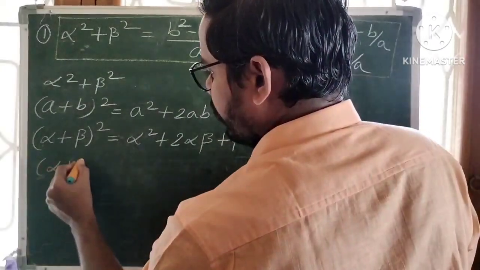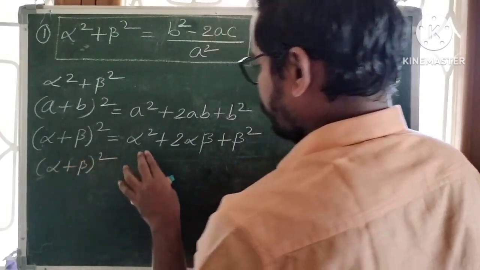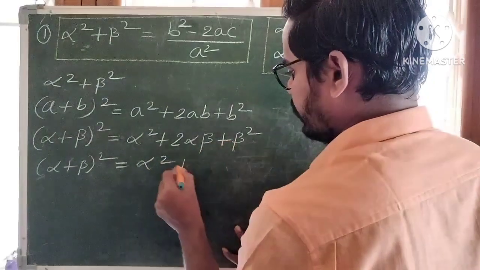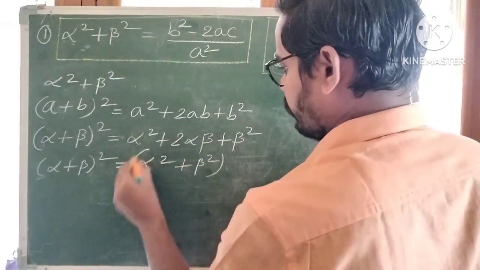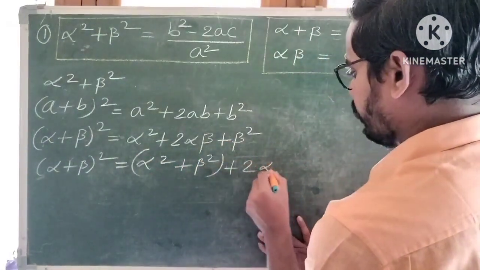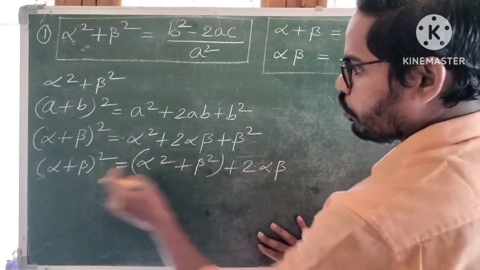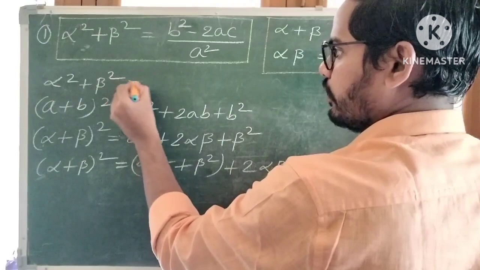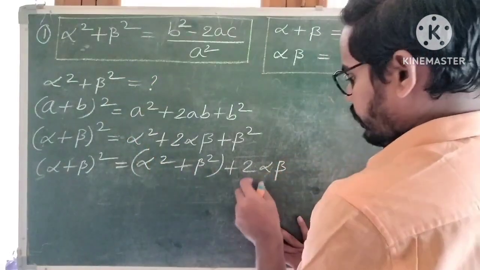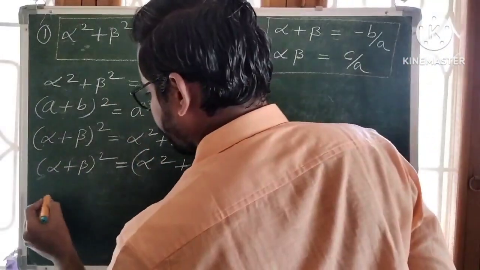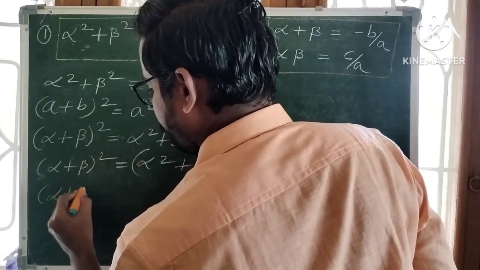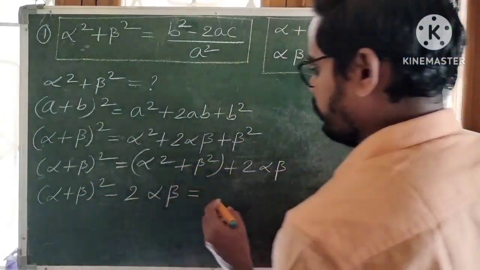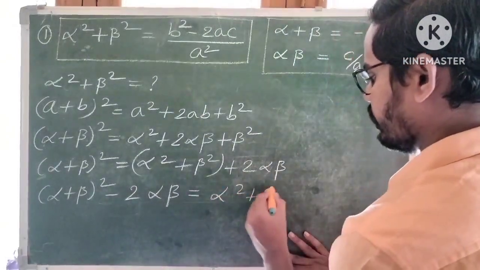Anyhow, using this formula, alpha plus beta whole square. Just rearrange the terms: alpha square plus beta square plus 2 alpha beta. Now transpose 2 alpha beta. We need alpha square plus beta square, that is what we want. So transposing 2 alpha beta, it becomes alpha plus beta whole square minus 2 alpha beta is equal to alpha square plus beta square.